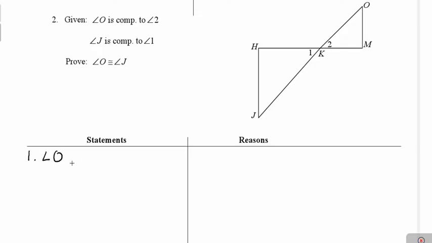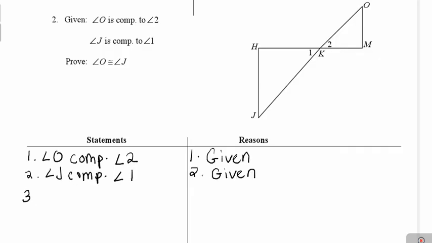Now let's take a look at another example. We are given angle O is complementary to angle 2 and angle J is complementary to angle 1. So let's copy down those two givens as our first two statements in the two-column proof. Well, we know that angles 1 and 2 are vertical angles. So step 3 should say angle 1 is congruent to angle 2 because we know that vertical angles are congruent.